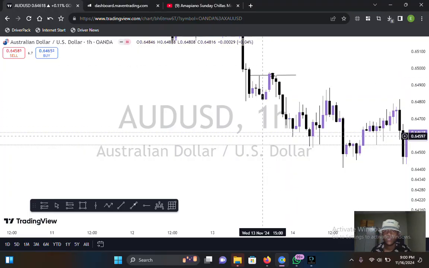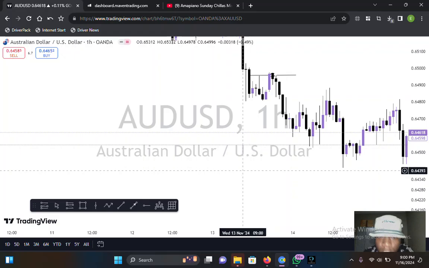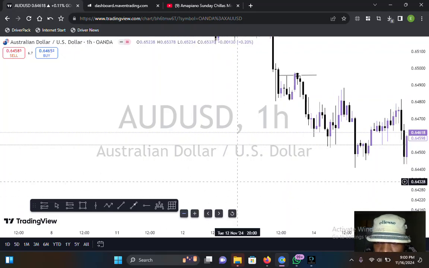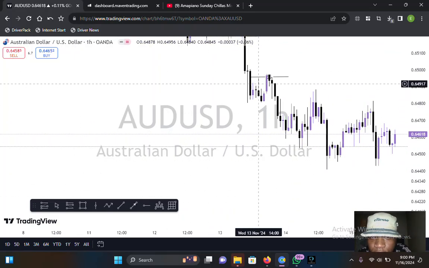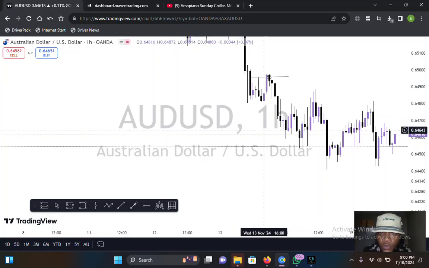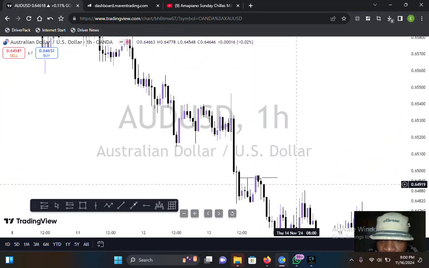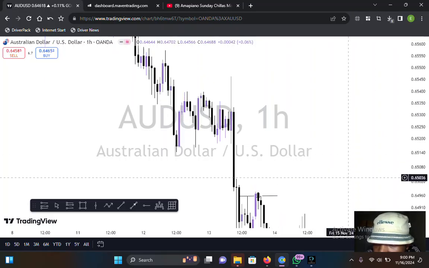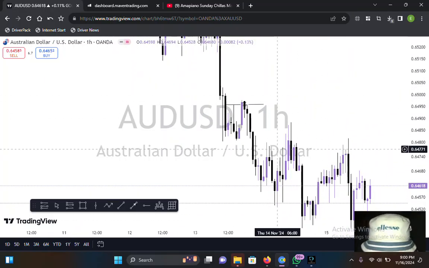Okay, liquidity sweep. Okay, after liquidity sweep, what do we want to see? We want to see a break of structure. So we observe the market again. I want to see a break of structure here.